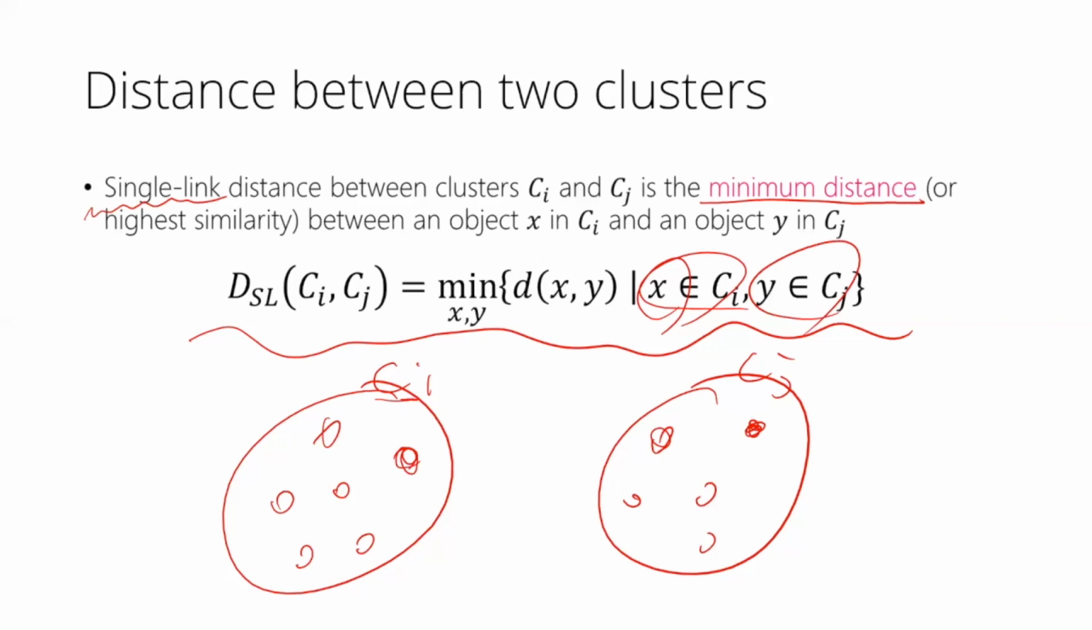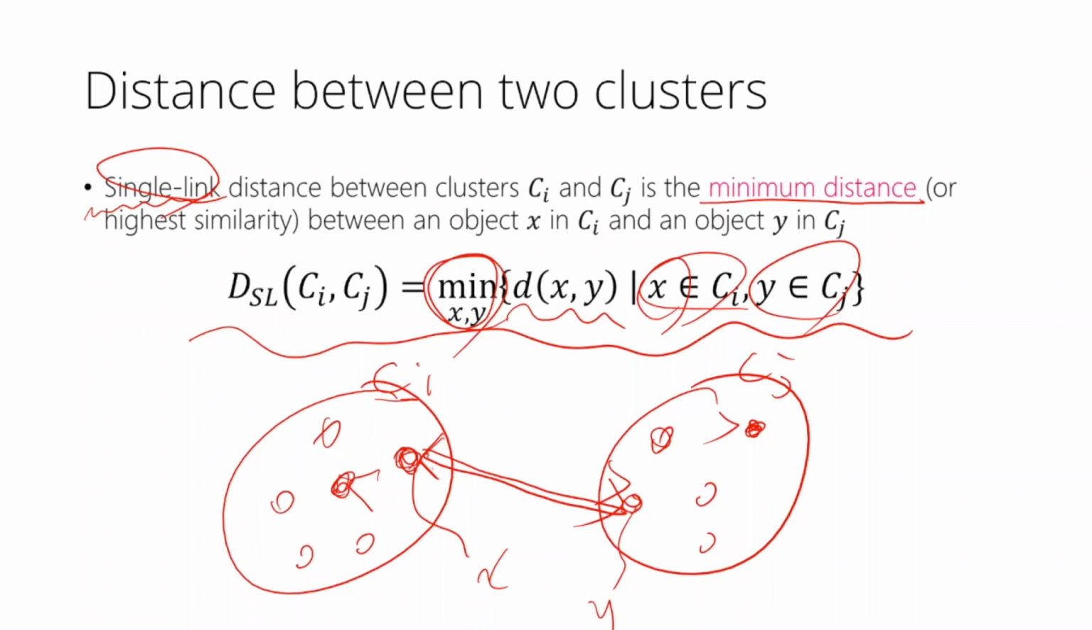Now let's consider all possible combinations of x and y. Among all possible pairs between Ci and Cj, what single link distance pursues is to find the one that has the smallest distance value. In this diagram, probably these two points are going to have the smallest distance. So this x over here and this y over here are the ones that probably create the smallest distance, and that is going to be the definition of the distance between the two clusters in the single link distance sense. So that is called the single link distance.